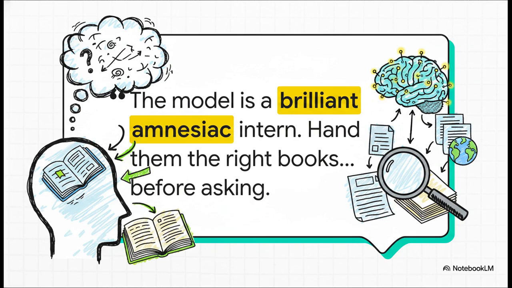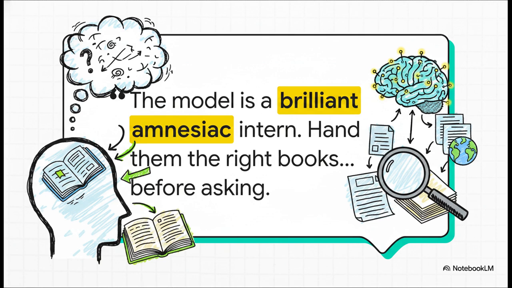Without sources, AI is basically just guessing from its frozen memory. It's relying on patterns it absorbed months or even years ago, and we all know the hallucination risks that come with that. But if you think of the AI as a brilliant amnesiac intern, everything changes. I mean, you wouldn't ask a brand new intern to draft a complex contract entirely from memory, right? No way. You'd hand them the right books, open to the exact right pages, long before you ever ask the question. And that's exactly what we're doing today.